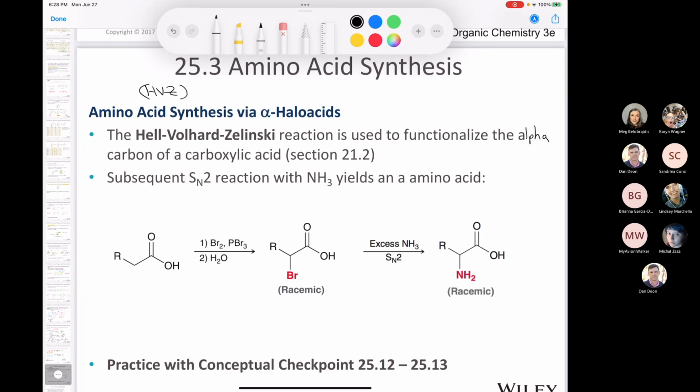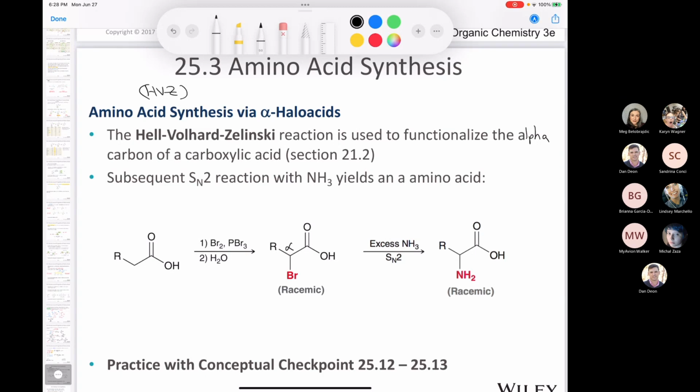This is a reaction that you might remember from earlier on. We talked about the alpha bromination of a carboxylic acid. So you take the carboxylic acid, treat it with bromine and phosphorus tribromide. That makes an alpha bromo acid bromide, and then you hydrolyze the acid bromide with water, and you end up with a racemic mixture of the bromine at the alpha carbon.